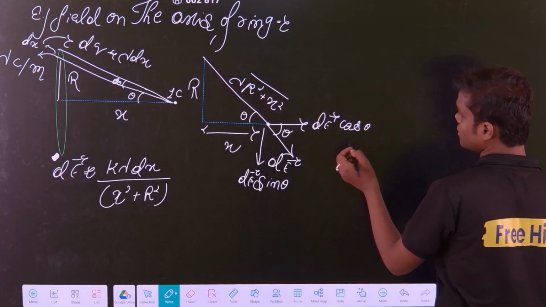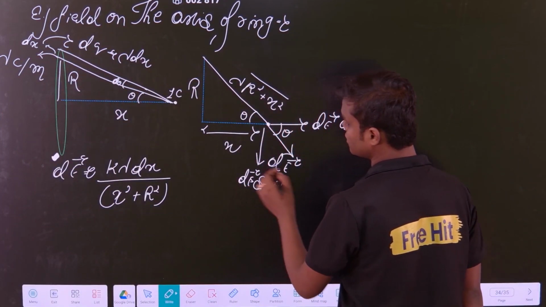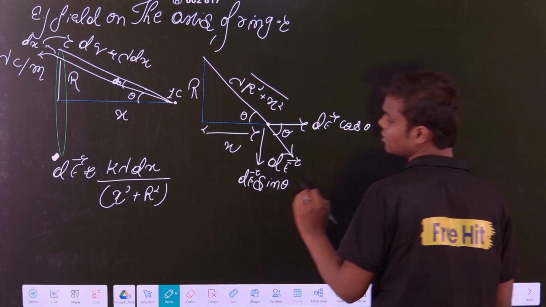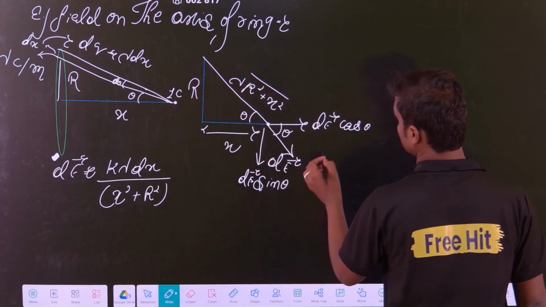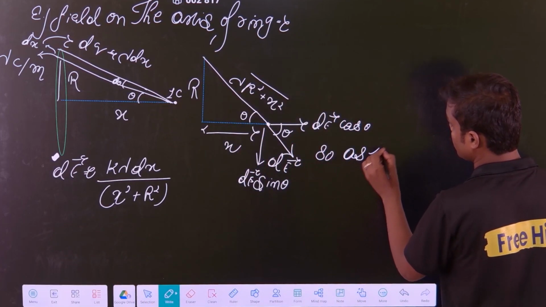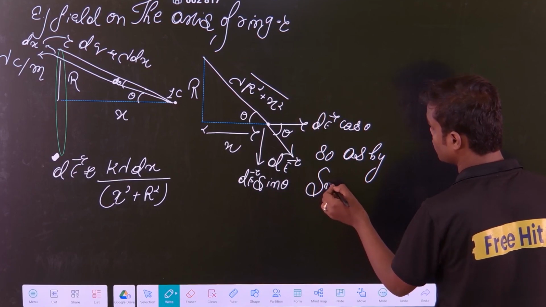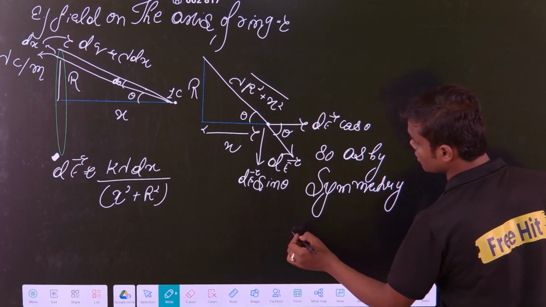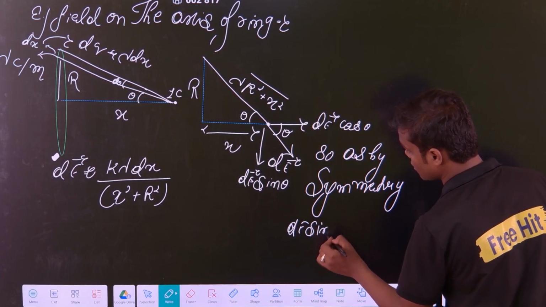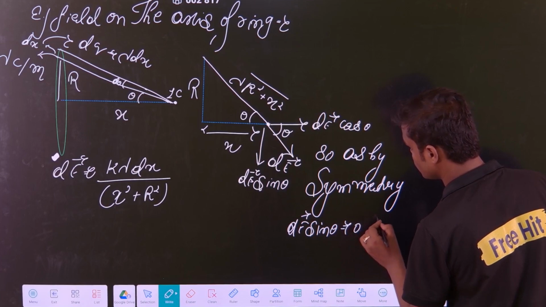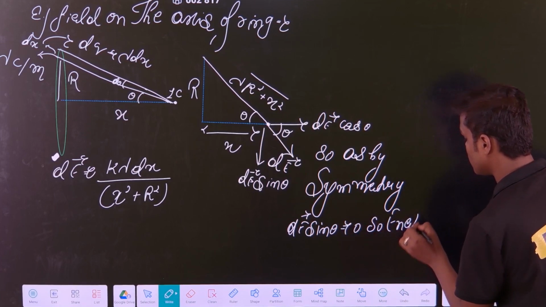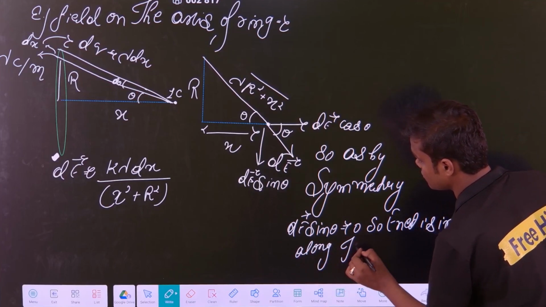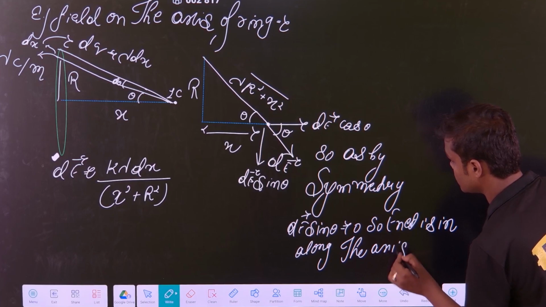So I can directly say there is no need to integrate this, because this will automatically become 0 because of the symmetry. So I will directly get my E net. By symmetry, if you want I can calculate it also, but we can logically see by symmetry, that is what the physics says, my dE sin theta is 0. So E net is along the axis. E net is also along the axis.